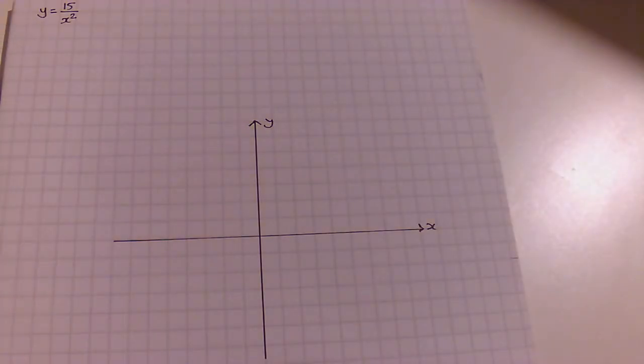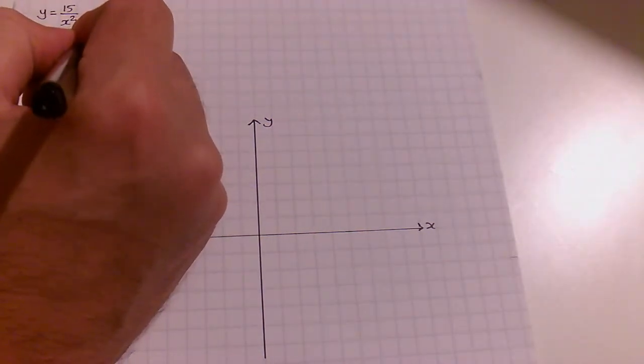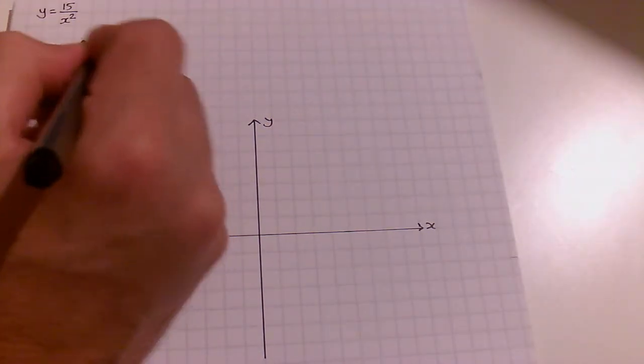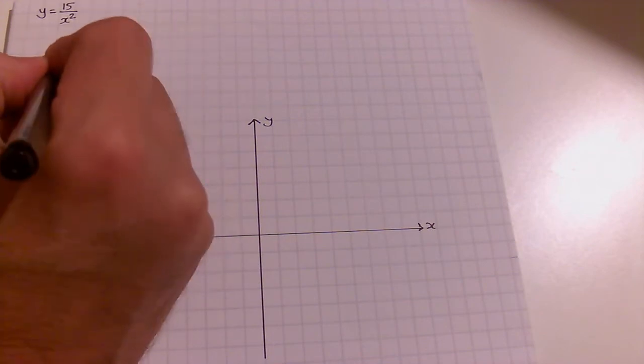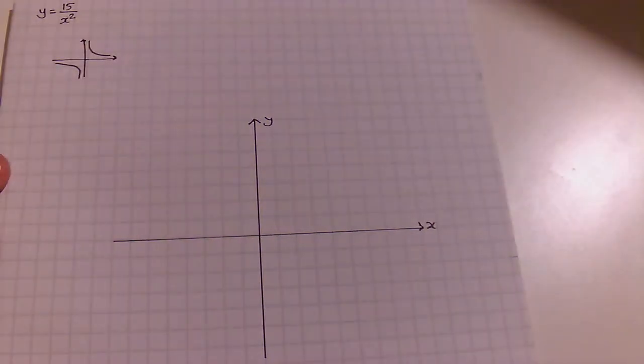We are going to sketch y equals 15 over x squared. We know these sort of equations are reciprocal, so the shape of the graph will be, if I just draw an x and y axis, something similar to this.